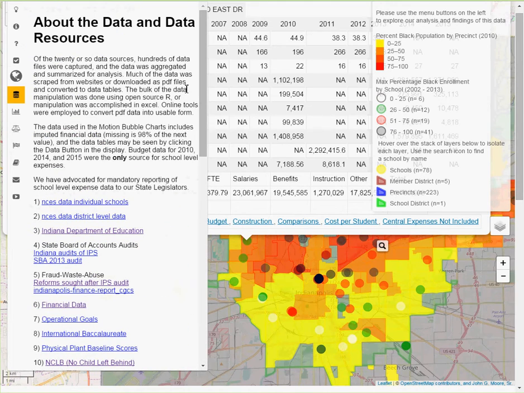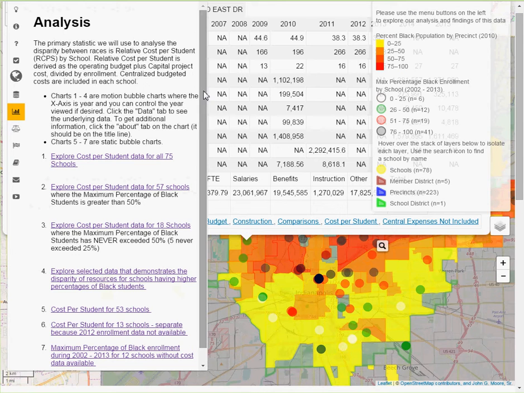And we analyzed this data with open source software, and some things were done with Excel. In some cases, the data was in a PDF file. We had to convert it to something that we could use. And ultimately, all of this information, we distilled it down and we put it into bubble charts and motion bubble charts. And those appear in the next section.